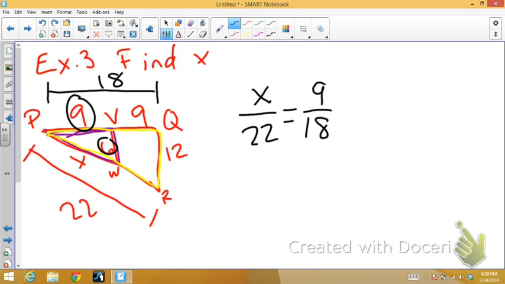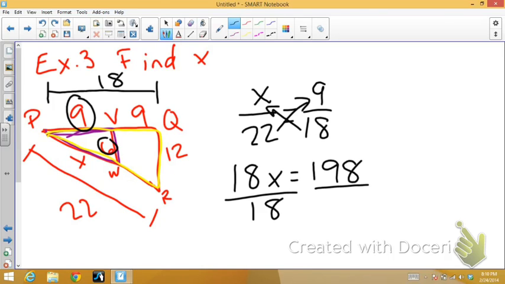Once we have our proportions set up, we learned yesterday when we solved proportions, we cross multiply. Sorry about the squeaking, I'm doing this recording at home today. That was my dog chewing on this toy. So we cross multiply. 18 times x is 18x. 22 times 9 is 198. And then we divide both sides by 18 to solve for x, and we get x equals 11.